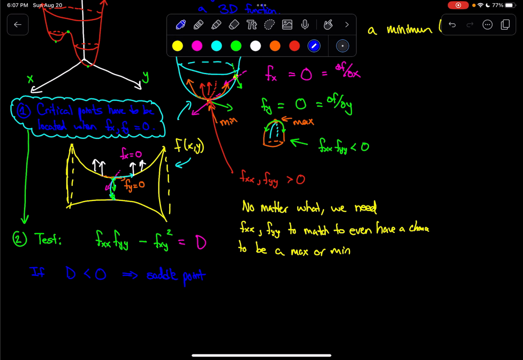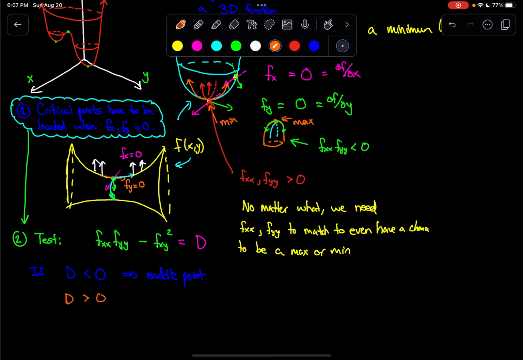So we have to find a critical point first, then we try and figure out, is it a max, a min, or a saddle point? If this value ends up being negative, or if the concavity doesn't even match, if these two do not match, we are going to get a saddle point 100% of the time. Now, what happens when they do match, right? What happens when these two are the same? Now, that gives us the other case.